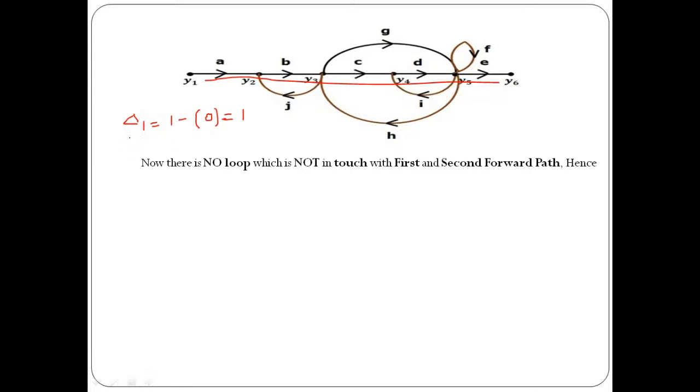In the same way, if you are interested to calculate the value of delta 2, again you need to use the same formula. 1 minus the summation of individual loop gains, then plus, in brackets, the gain product of two non-touching loops, and then plus or minus the gain product of three non-touching loops. But while taking the loops, we need to take only those loops which are not in touch with your second forward path. Now what is your second forward path? It is this: started from here, and then came here, and then here.